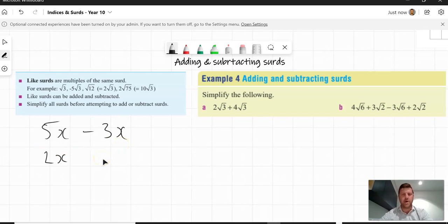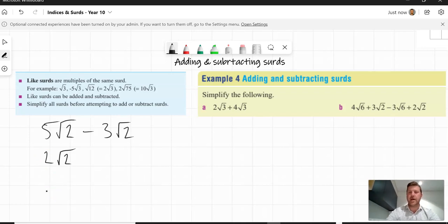Now that's like terms, but if I was to substitute those variables out for a surd, for example root 2, it's the same process. 5 root 2 take 3 root 2. I just do the number in front, 5 take 3, which is 2, and then the root 2 stays the same. Okay, it's as simple as that.